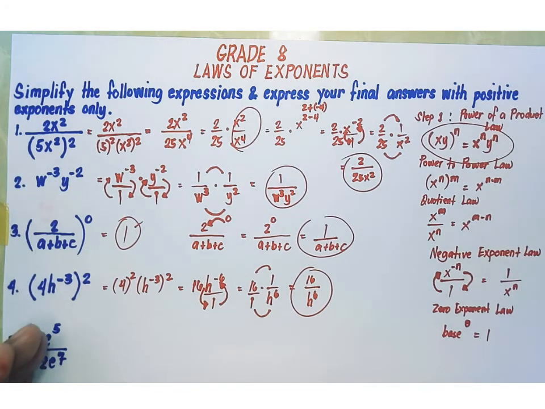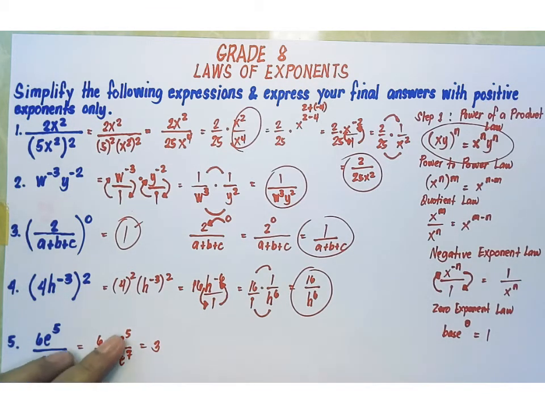Okay? Our last problem is 6e raised to 5 over 2e raised to 7. So, split up natin. This is also the same as 6 over 2 multiplied by e raised to 5 over e raised to 7. What's 6 over 2? It's equal to 3.